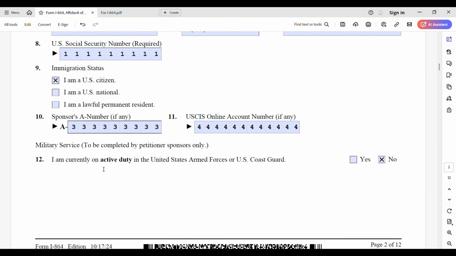Military service, to be completed by petitioner sponsors only. So, I am currently on active duty in the United States Armed Forces or U.S. Coast Guard. In my case, it is no.